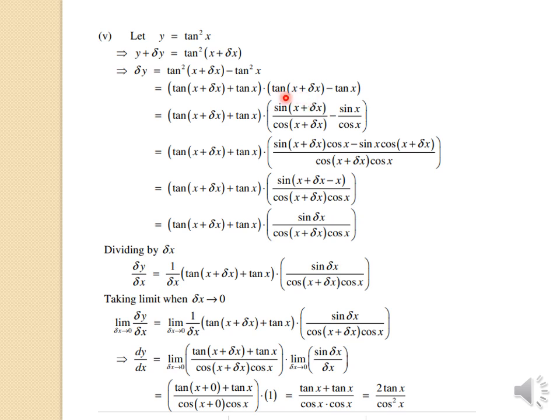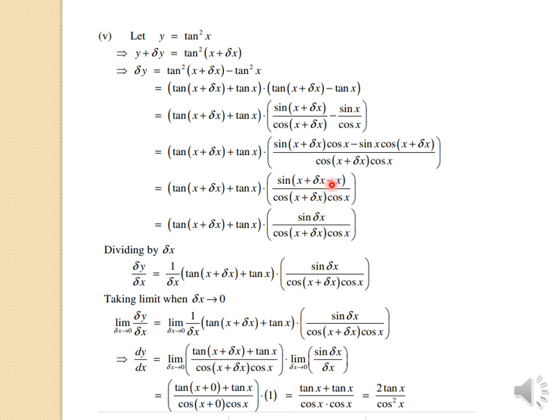A plus b remains the same, and we split a minus b into tan x plus delta x minus tan x. We break tan into sin upon cos form here, and here we also break tan x into sin upon cos form. After simplification, or taking the LCM of this bracket, we get this term, and here we have the formula of sin alpha cos beta minus cos alpha sin beta. So we close the formula into sin alpha minus beta. Here alpha equals x plus delta x and beta equals x, and the denominator remains the same.